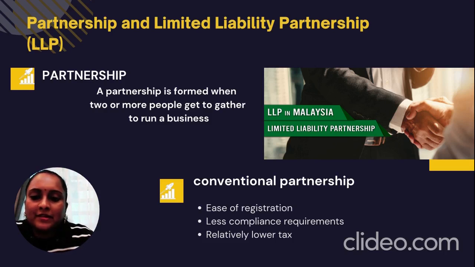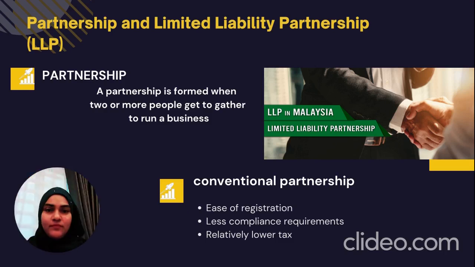Second is less compliance requirements. Similar to a sole proprietorship, a conventional partnership is subject to fewer compliance requirements. There are no statutory requirements for an annual audit, annual general meeting, and annual return filing. And last is relatively lower tax. Similar to a sole proprietorship, the annual tax is chargeable directly to the partners' personal income tax, where they can also enjoy personal tax relief and scale tax rates.